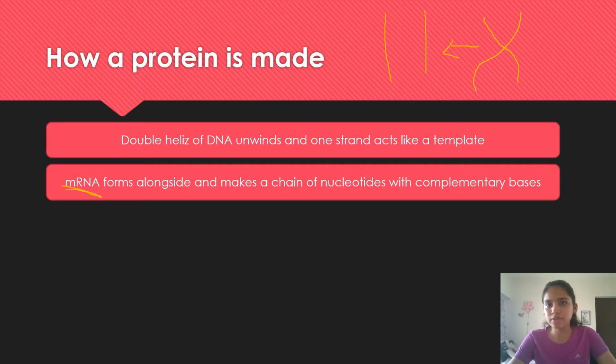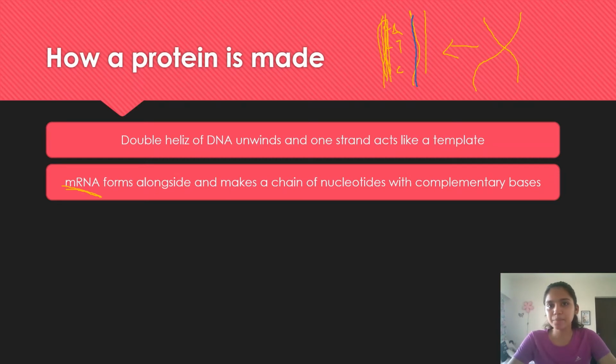So if this is the double helix of the DNA, it opens up, and this strand acts as the template. We're looking at this strand. So supposing the nucleotides on this strand have bases A, T, and C. mRNA now forms a strand alongside this. I'll draw it in blue. It forms a strand over here, and it makes a chain of nucleotides with complementary bases.